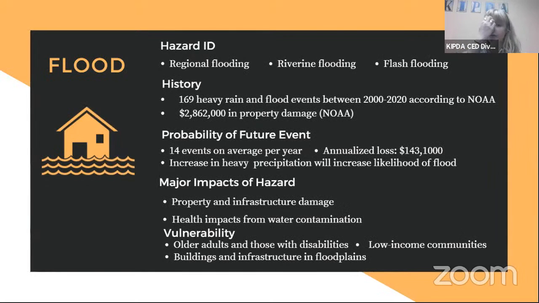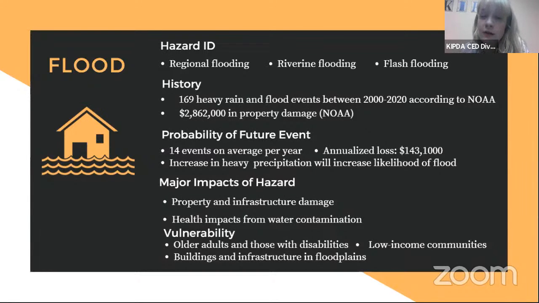All right, and then we look at flood. There's 3 major types of flooding. There's like 7 total types of flooding, but mostly what we're looking at is regional flooding, riverine flooding, and flash flooding. And so the history of flooding in our region, from 2000 to 2020, we had about 169 heavy rain and flood events, which resulted in about almost $3 million in property damage, according to NOAA. I also needed to gather FEMA statistics on this as well.